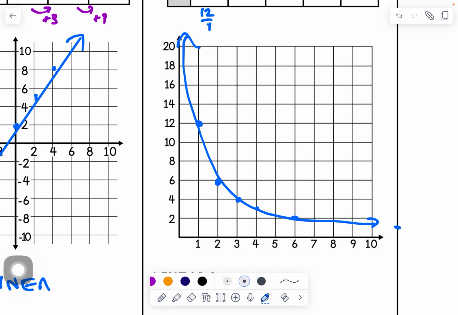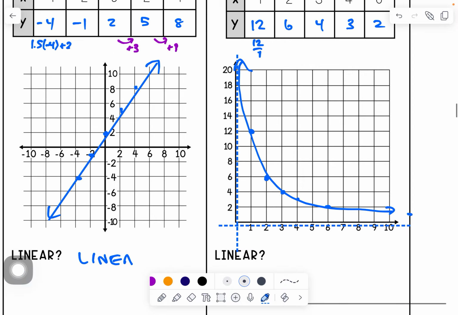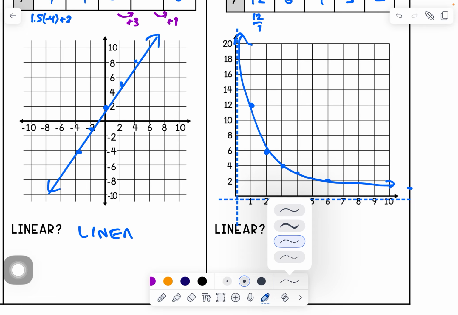I'm getting way above where we're at in this class. Okay, but if I was teaching this in Algebra 2, I'd be drawing in vertical and horizontal asymptotes, which means a line it can get really close to, but can't ever actually equal. All right, but either way, all we're really out for is: is it linear? And the answer is no. Non-linear.